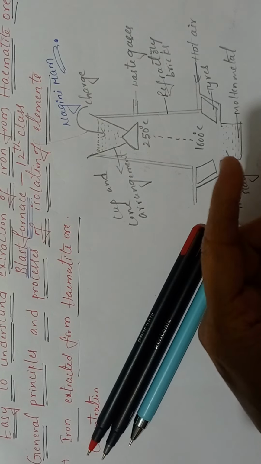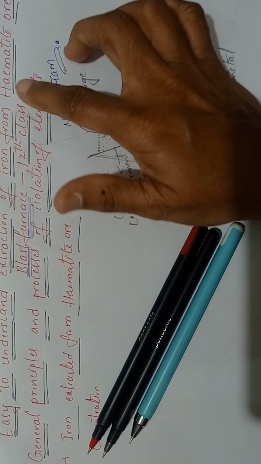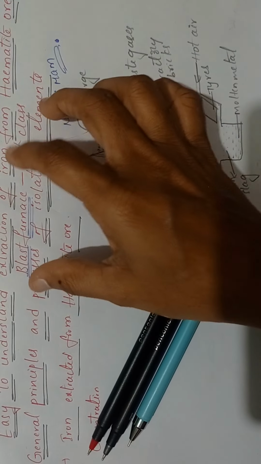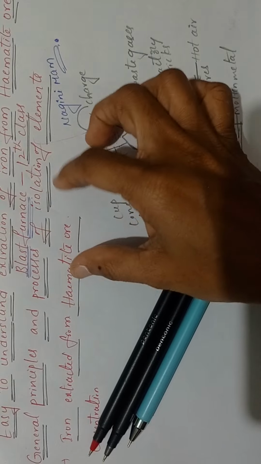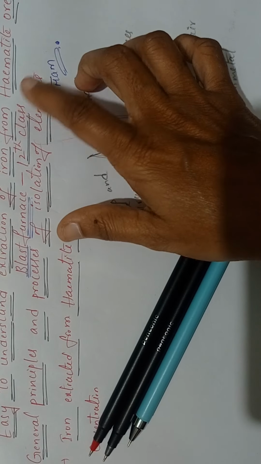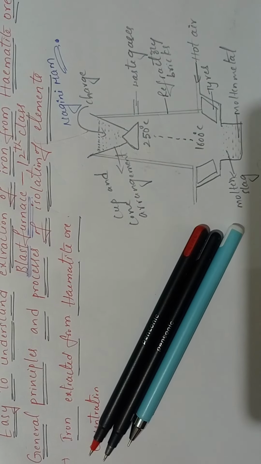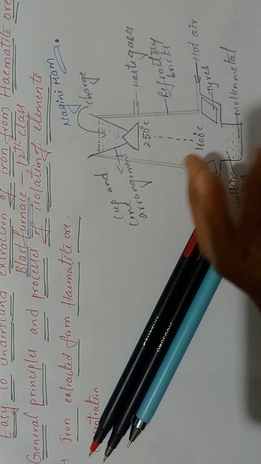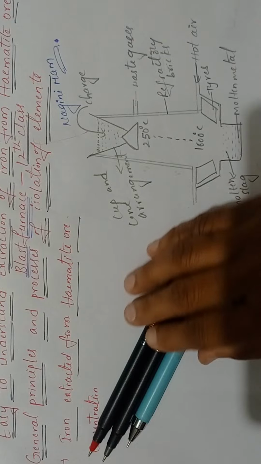In today's section I am going to discuss the extraction of iron from hematite ore, the blast furnace diagram. This is a topic from General Principles and Processes of Isolation of Elements, 12th class, 2nd PUC. Okay now, what are the methods involved in the extraction of iron from hematite ore? One by one we are going to discuss, students.